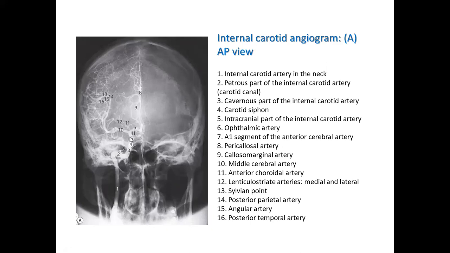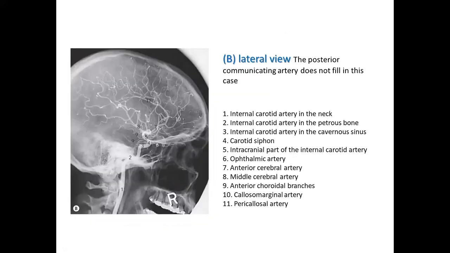Number 5 represents the intracranial part of the internal carotid artery before bifurcation to the anterior cerebral and middle cerebral arteries. Here the branches of the anterior cerebral artery: callosomarginal and paracallosal arteries, choroidal arteries, striate arteries, and here the branches of the middle cerebral artery. This is the same internal carotid angiogram, but lateral view.